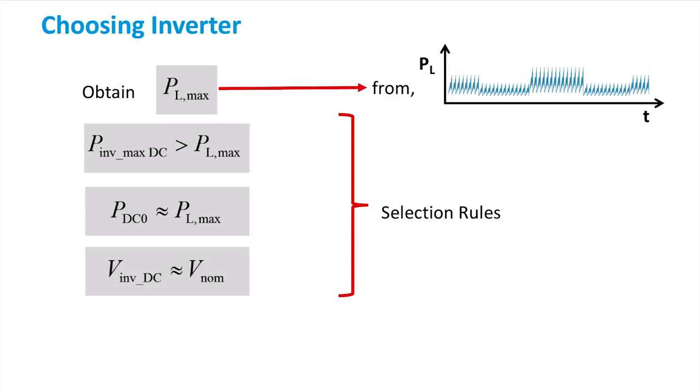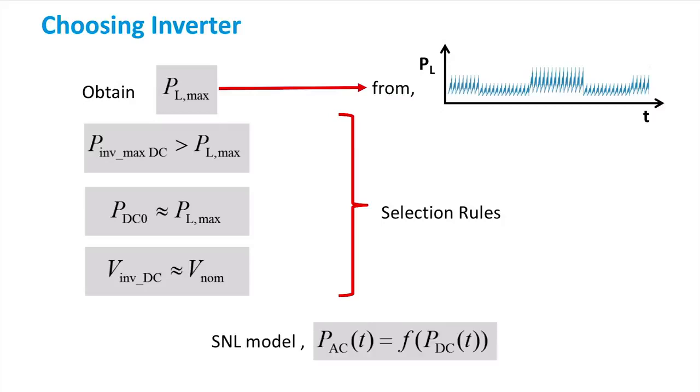In the grid-connected system design, after we had selected an inverter, we used an inverter model, such as the SNL model, to determine the AC power delivered by the PV system. You know that in such a model, the AC output power from the inverter is a function of its DC input power. In our current design step, we know the AC power delivered by the PV inverter, which corresponds to the load power PL, but we do not know yet the inverter's DC input power.